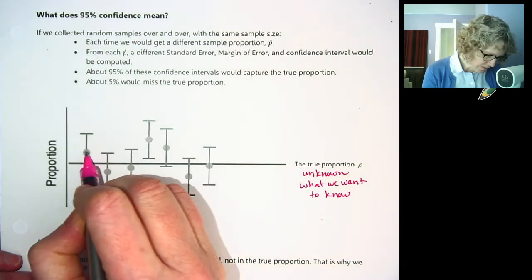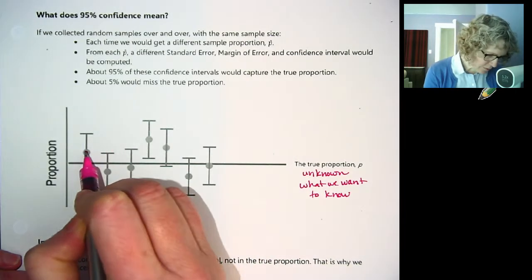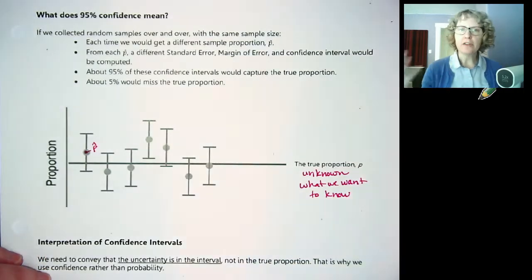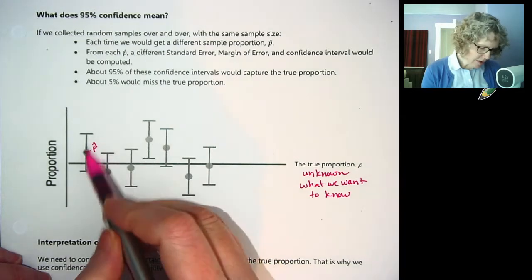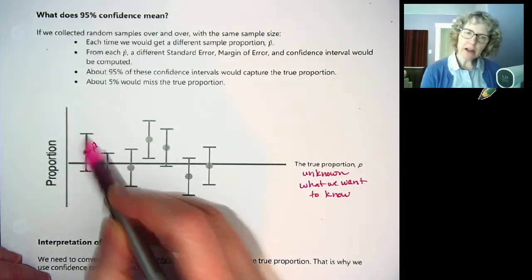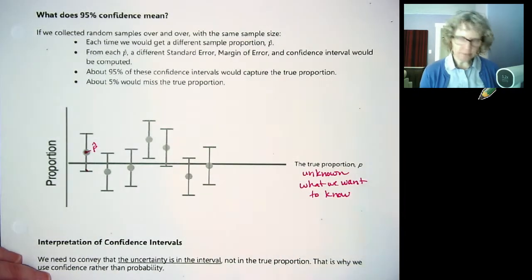So this is our first sample. These kind of look like Star Wars TIE fighters to me. Here's our first sample, and this is our p hat. So we get a value. Maybe it's 23%, I don't know. And then we get our confidence interval: we subtract our margin of error and add our margin of error. So this is our confidence interval.